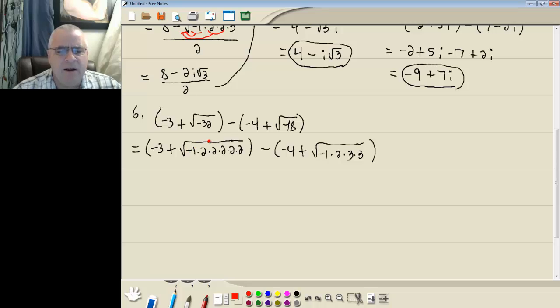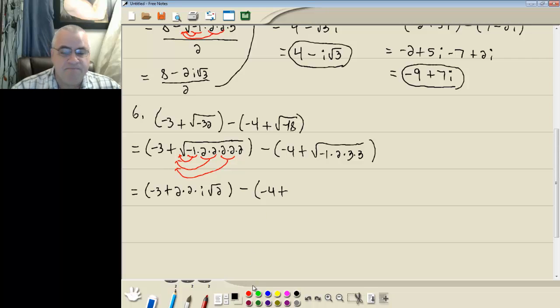Okay. Now we're looking for pairs of something. So, first off, this negative 1 is going to come out as an i. Here's a pair of 2's. They're going to come out as a single 2. Here's another pair of 2's. They'll also come out as a single 2. So we're going to have negative 3 plus 2 times i, and then we're left with a single 2 inside. Notice when they come out, it's with multiplication between them. So this pair of 2's came out as this single 2, this pair of 2's came out as this single 2, and negative 1 came out as an i.